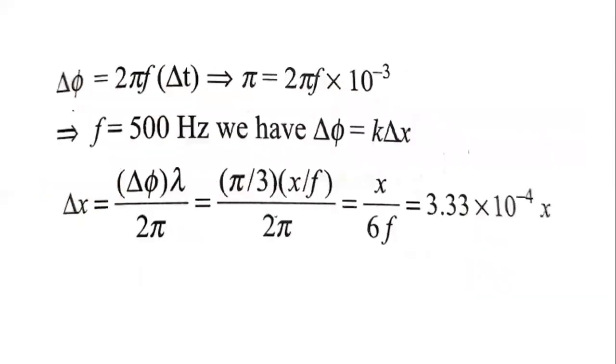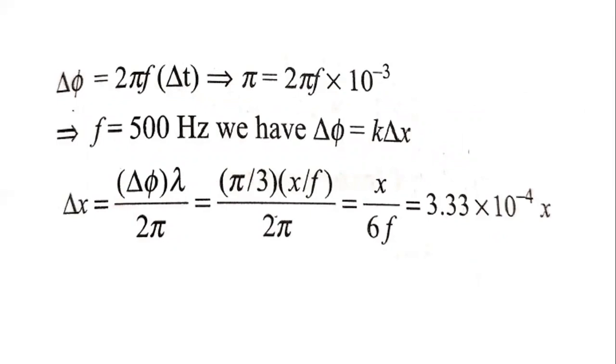Again, there is a direct relation here. Phase difference delta phi is equal to omega times the time difference, where omega is nothing but 2 pi f. So now substitute the value of the phase difference, that is pi, which is given. By that you get the frequency of the wave as f equals 500 hertz.